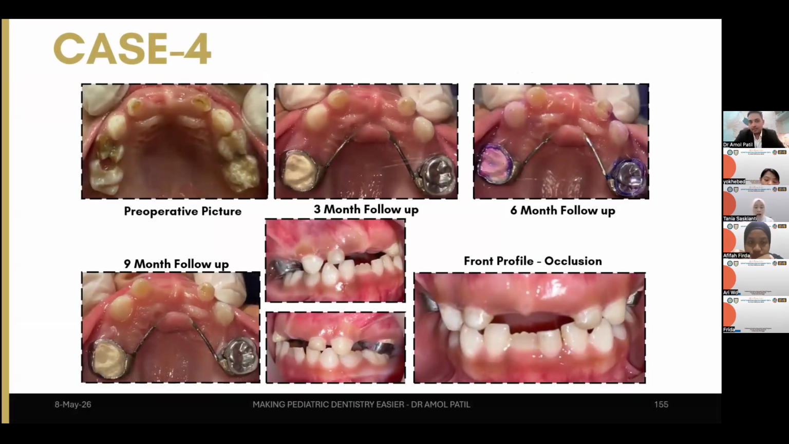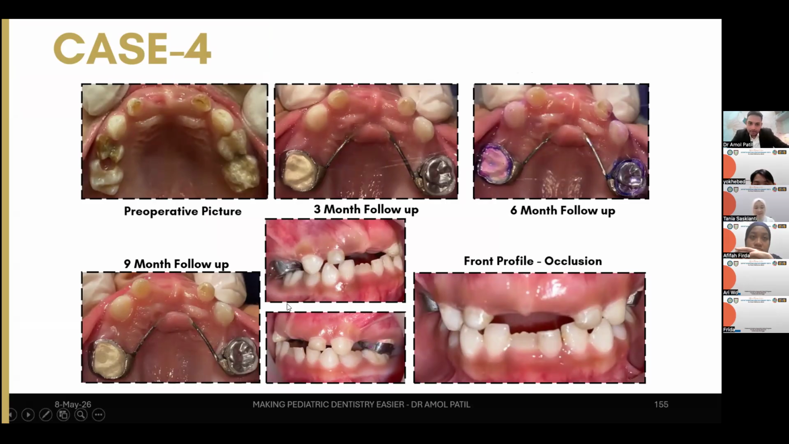This is one more case with a 2.5-year follow-up. Initially, the patient visited with rampant caries. Certain teeth were extracted. Followed by that, a non-metal arch maintainer was given. Again, this was a patient from the trial. That's the reason on one side a Bioflex crown was placed, and on the contralateral side a stainless steel crown was placed.